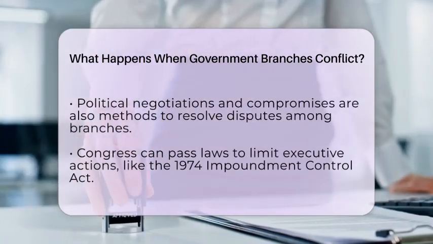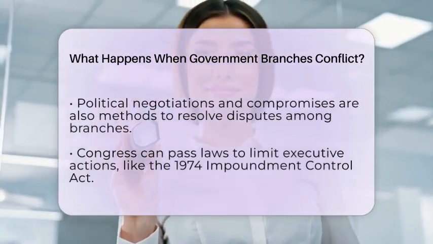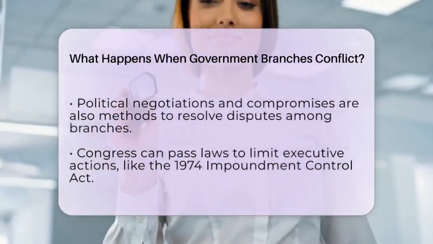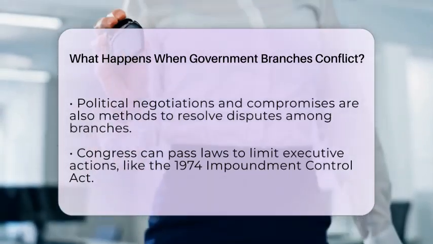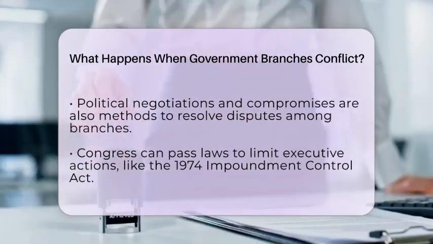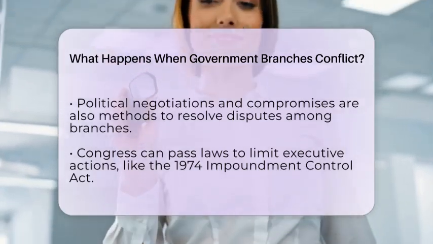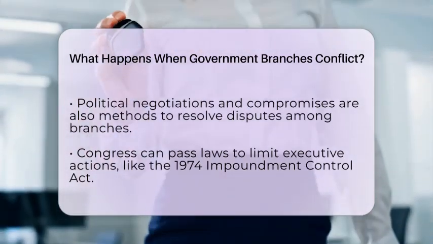Sometimes conflicts are resolved through political negotiations. The branches may work out compromises to avoid a crisis. Congress can also pass laws to limit what the executive branch can do if it oversteps its authority. For example, the Impoundment Control Act of 1974 limited the president's ability to refuse to spend money Congress had approved.